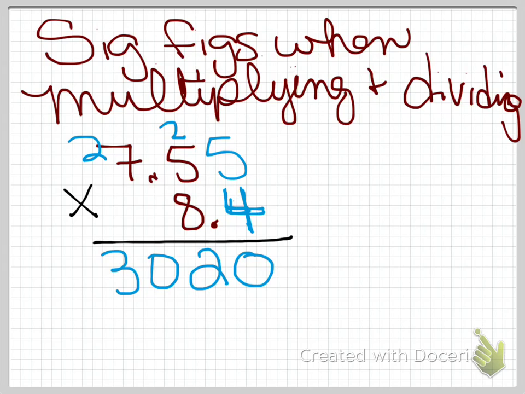Alright? Now my next row, I'm going to put a placeholder 0 here. Okay? And then my next number here is this 5 times 8. And if the 5 is blue, 5 times 8 is 40. I'm going to carry my 4.